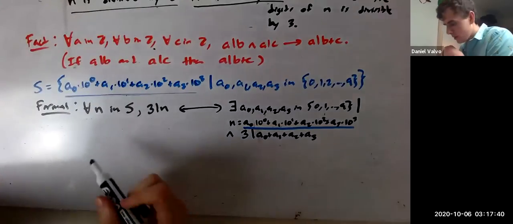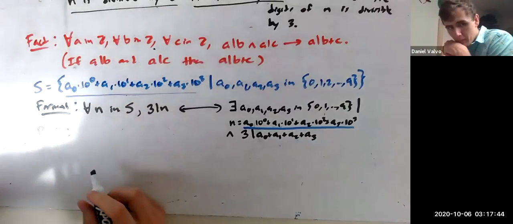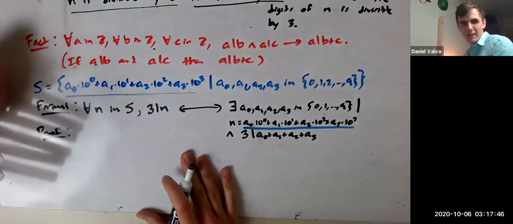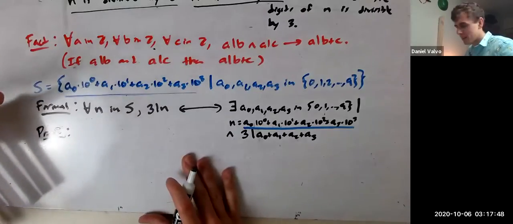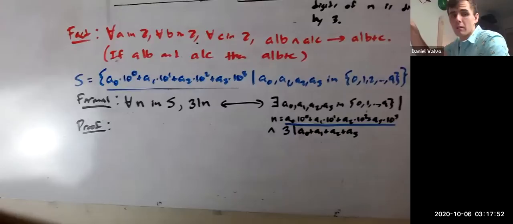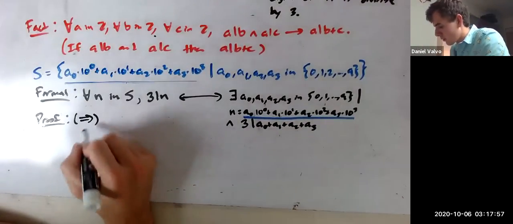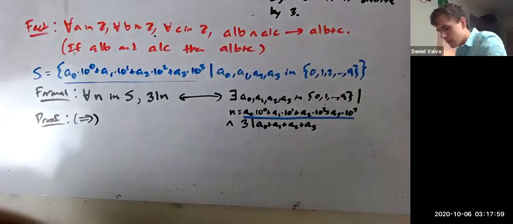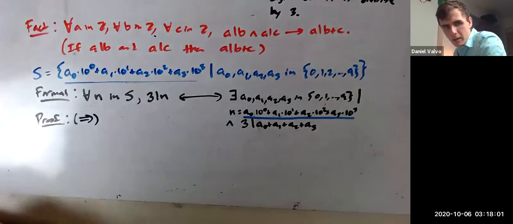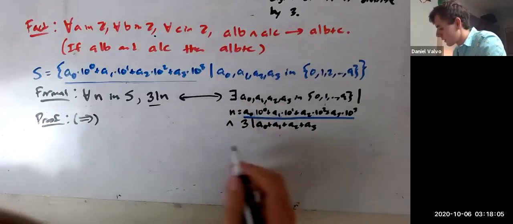This is the proof. And the proof is going to be done. That's his proof right there. And the proof is going to be done in a couple of stages. The first stage, going the first direction. So the first direction, right, we're starting from here and going to here.